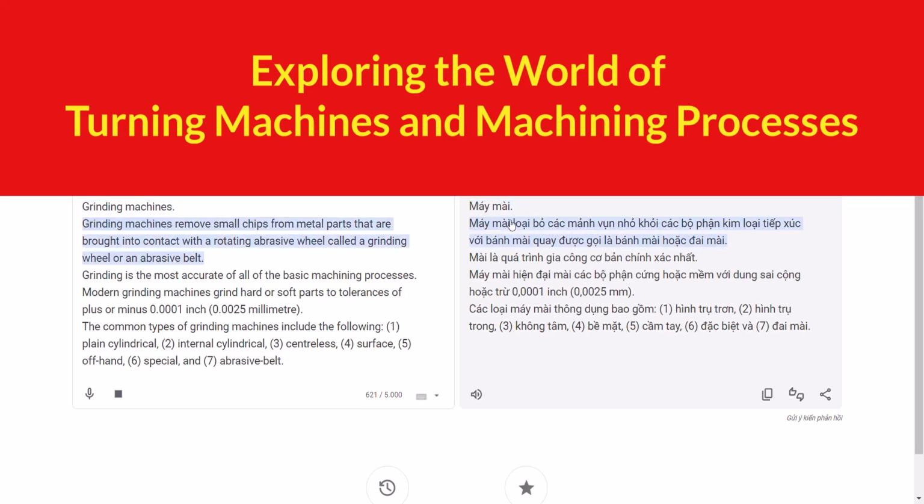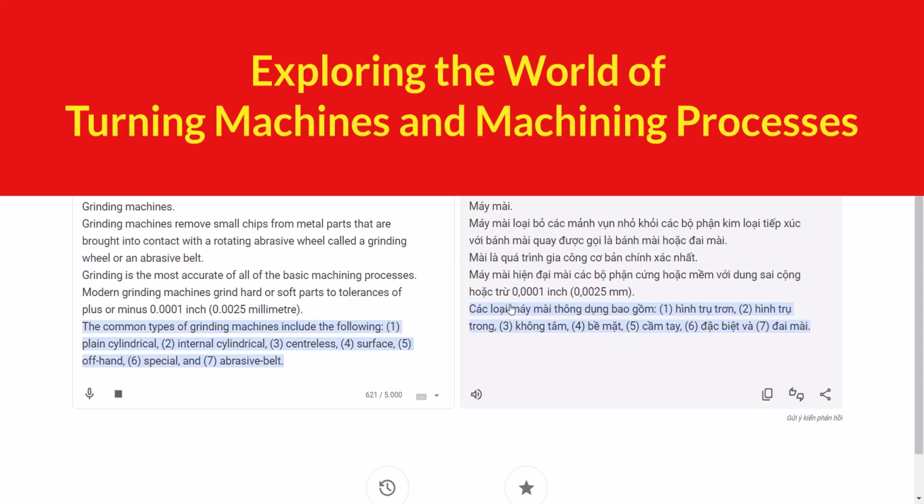Grinding machines. Grinding machines remove small chips from metal parts that are brought into contact with a rotating abrasive wheel called a grinding wheel or an abrasive belt. Grinding is the most accurate of all of the basic machining processes. Modern grinding machines grind hard or soft parts to tolerances of plus or minus 0.0001 inch, 0.0025 millimeters.